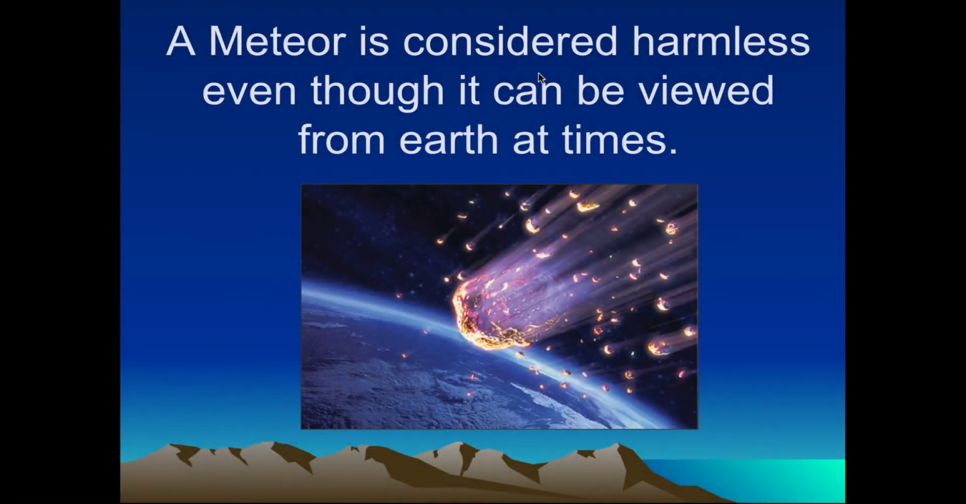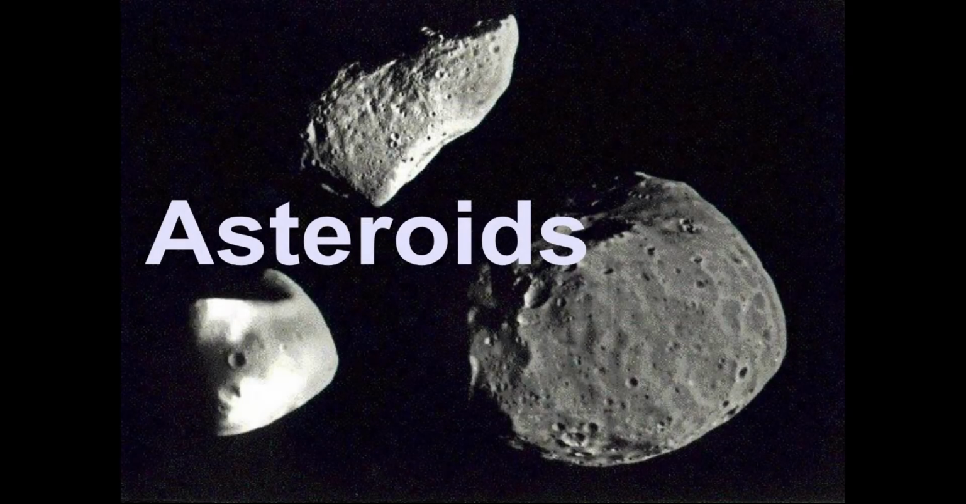A meteor is considered harmless, even though it can be viewed from Earth at times. So lots of times we have meteor showers. They'll announce that on the news and on weather channels. And it's kind of a neat thing. You get to see shooting stars, right? That's what a meteor is, what we term a shooting star. And remember that the meteor makes it through the Earth's atmosphere, but oftentimes it does not make it all the way to Earth as a meteorite.